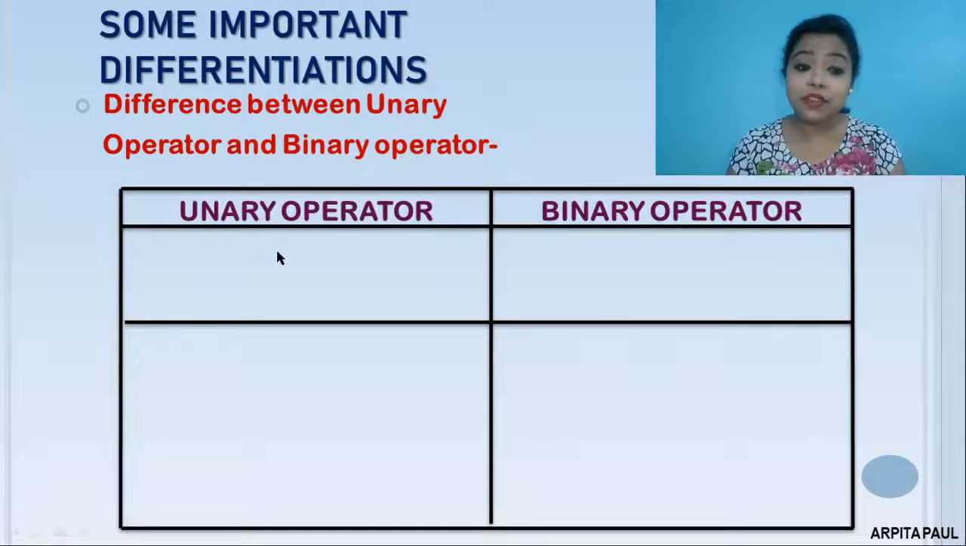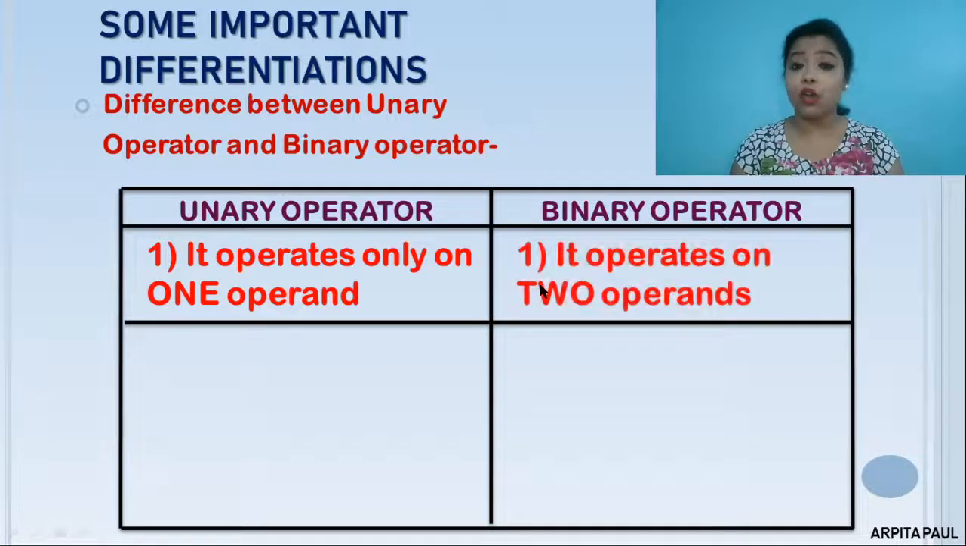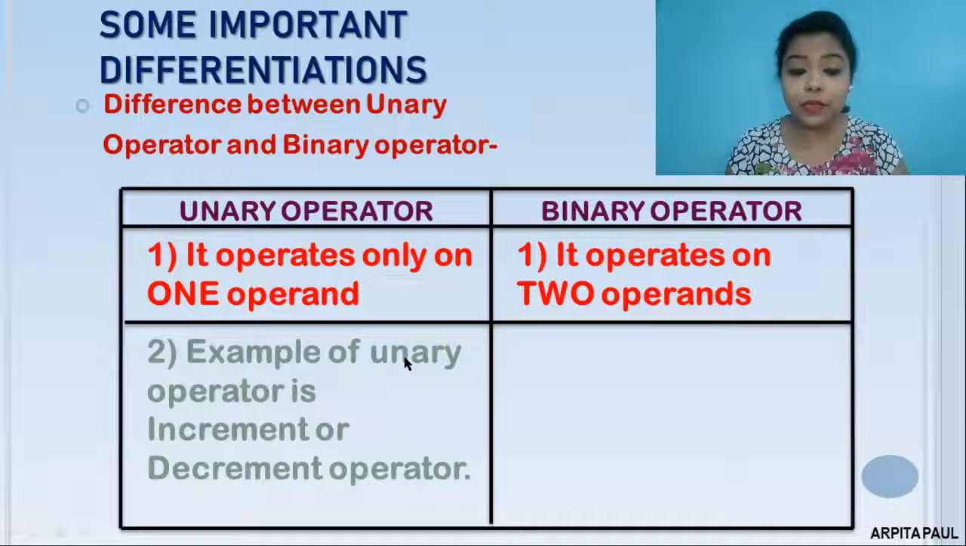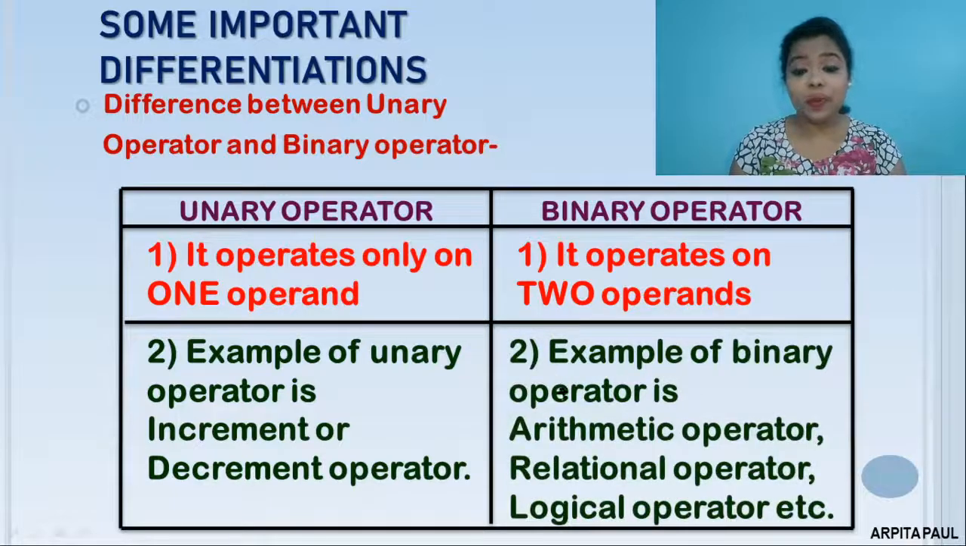So what is the basic difference? In case of unary operator, it operates only on one operand, whereas binary operator works on two operands. So what are the examples? An example of unary operator is the increment or decrement operator. Examples of binary operator are arithmetic operator, relational operator, logical operator, etc. There are more. So this is the basic difference between unary operator and binary operator.